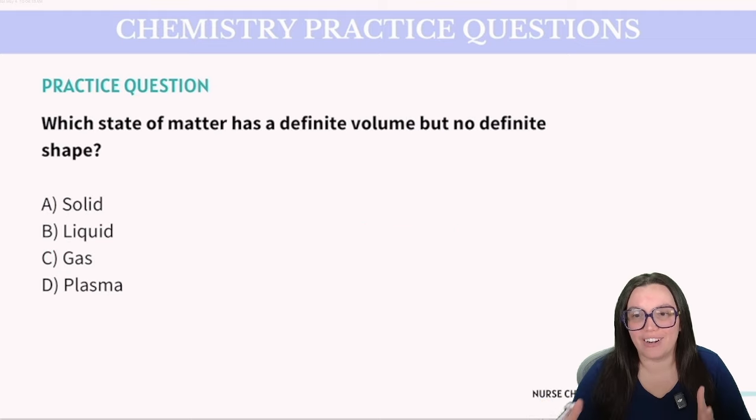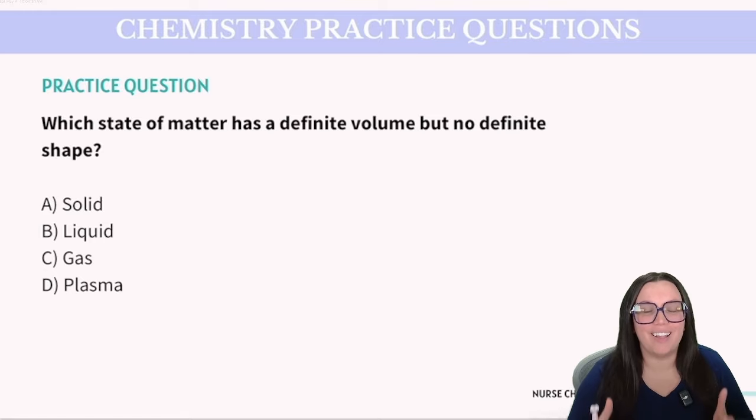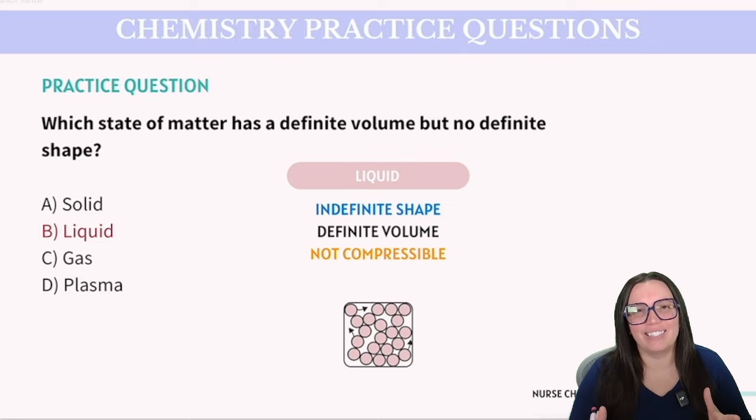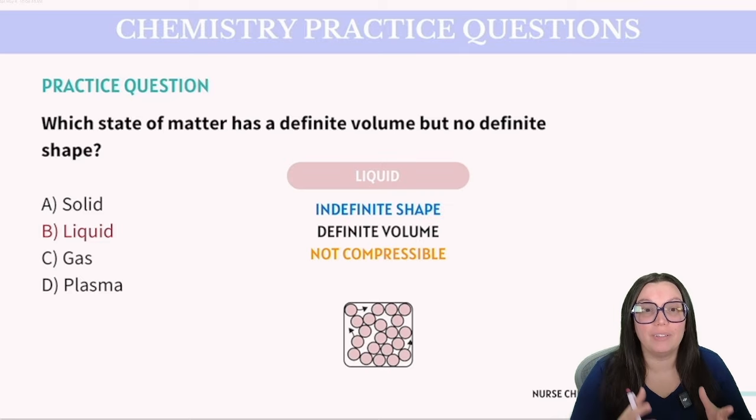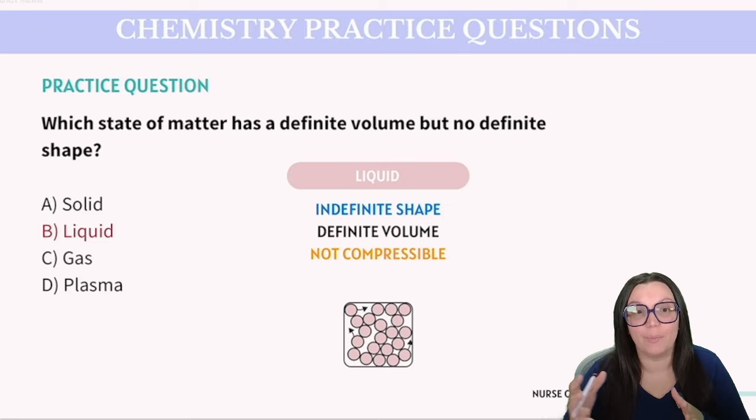What state of matter has a definite volume but not a definite shape? Is it solid, liquid, gas, or plasma? And the correct answer is B, liquid. Remember, liquid has a definite volume, meaning that they occupy a set amount of space, but they do not have a definite shape. Instead, they take the shape of the container that they're in.